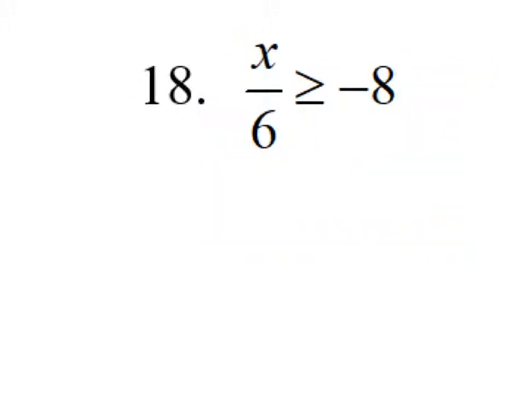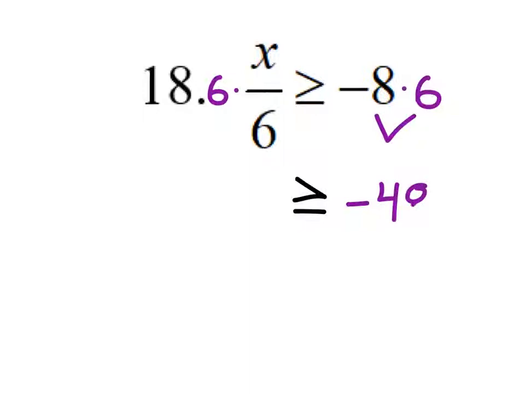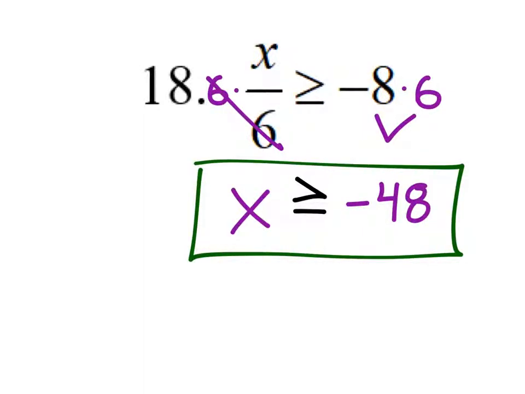Alright, this one's going to work pretty much the same way. I'm going to multiply both sides of this inequality by 6. Now, since I'm multiplying them by a positive value, it's not going to change the inequality, even though negative 8 times 6 is negative 48. The answer isn't important, even though it is negative. What is important is that we multiply both sides by positive, so it keeps the inequality the same. 6 divided by 6 is 1. We're going to make that a phantom 1 and just show x is greater than or equal to negative 48. That would be our final answer.